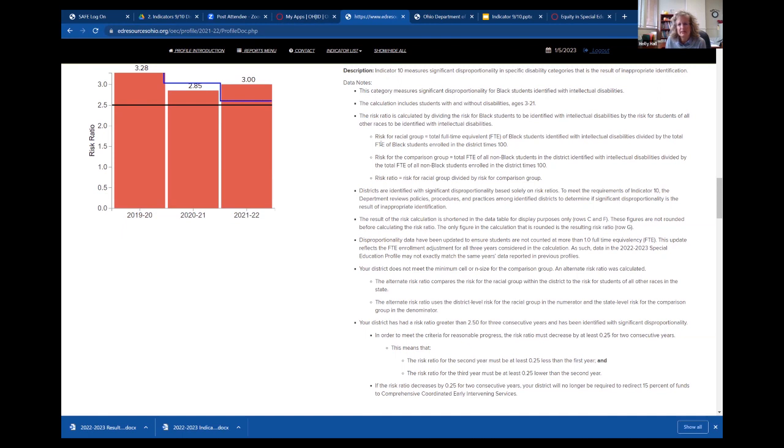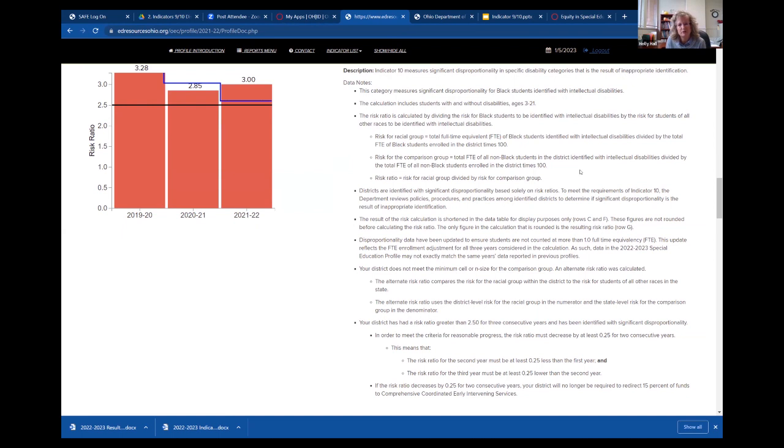under ID or intellectual disabilities by the risk for students of all other races to be identified in that same category. And so we're using the full-time equivalent of Black students identified divided by the total full-time equivalent of Black students enrolled in the district times 100. So they actually lay out the calculation.